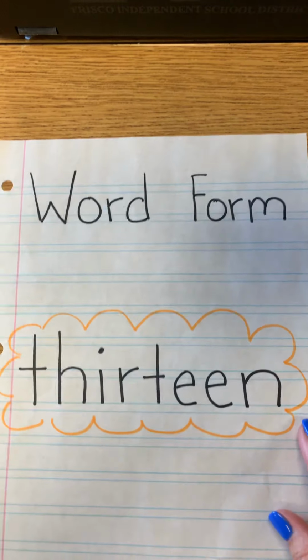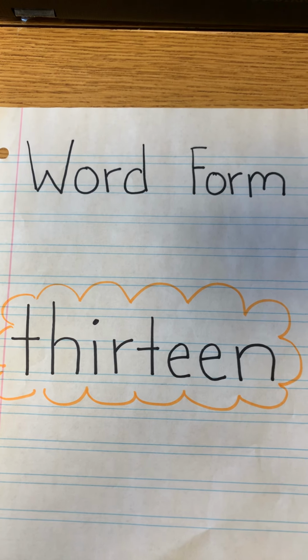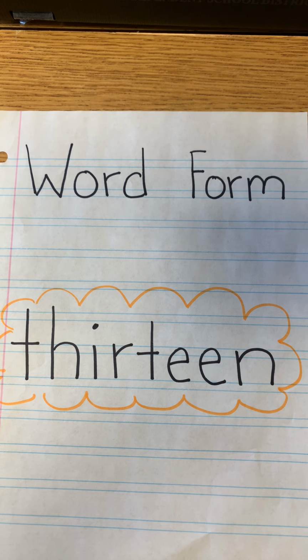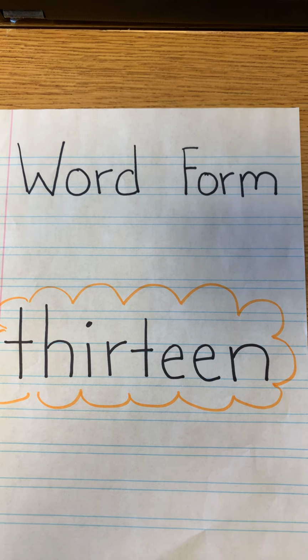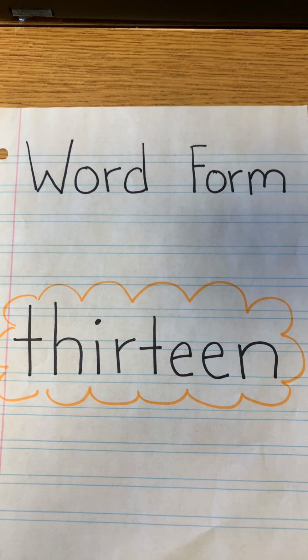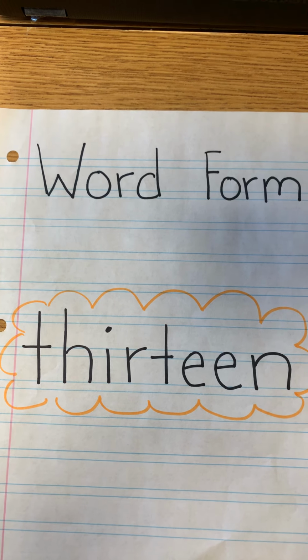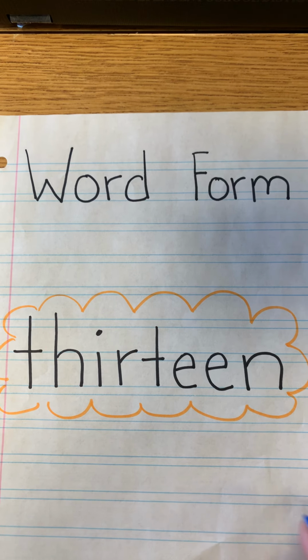Our next form is word form. So I took 13 and I wrote it in words. And of course, the second grade teachers would never take off our spelling. So you would put that number in word form. So that is another way to write a number.